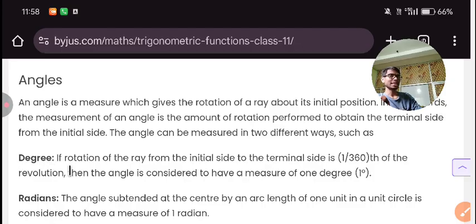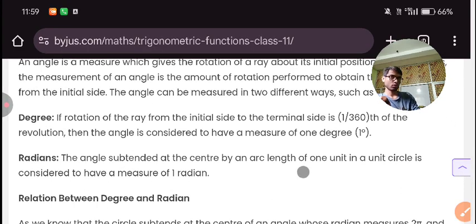Let's see what a degree is. If the rotation of the ray from the initial side to the terminal side is this much, we rotated 1 degree out of the 360 degrees. Only 1 degree we rotated. This is the meaning of a revolution. Then the angle is considered to have a measure of 1 degree. The meaning of this is that we rotated just 1 degree.